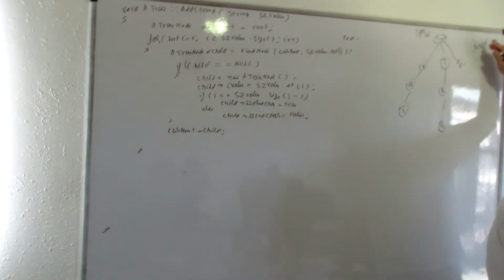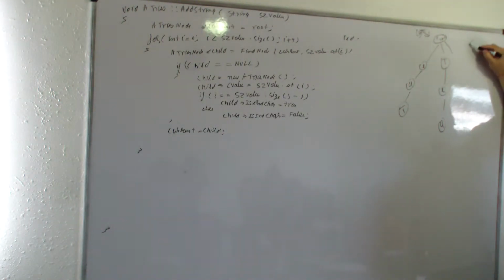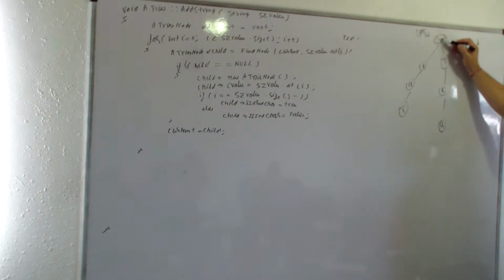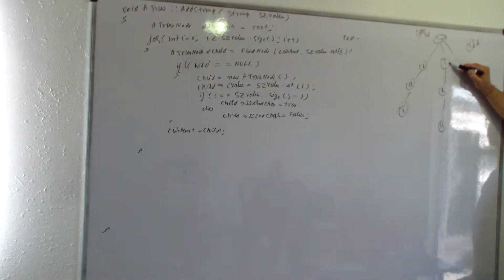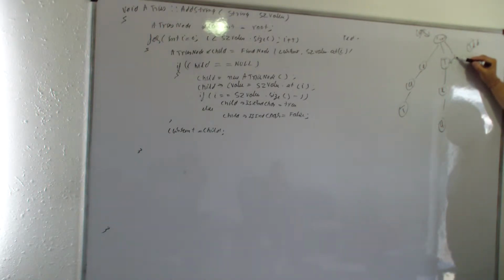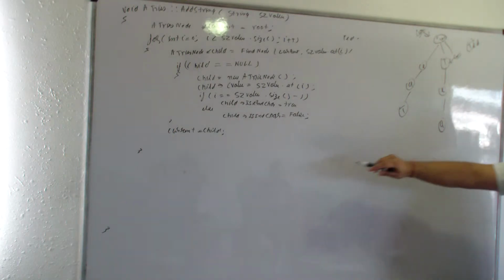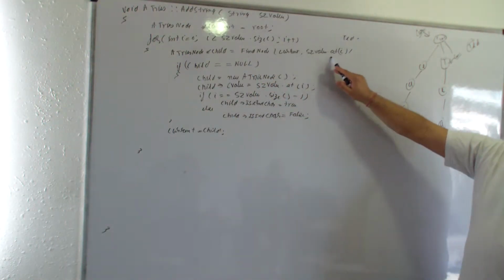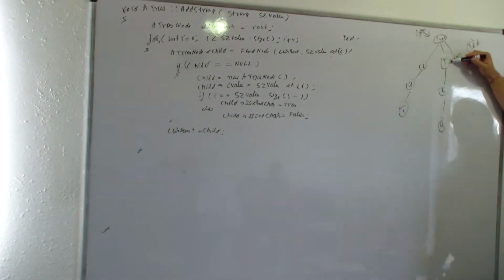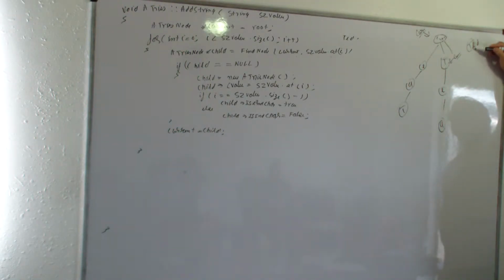So let's say it was TED. The first time, when I was at current, I did a find for T, and it found T. Then I will say current is equal to this thing. Then I will say child is equal to find node current and the character. So now it will try to find E.